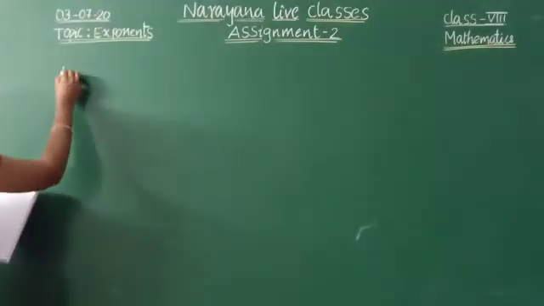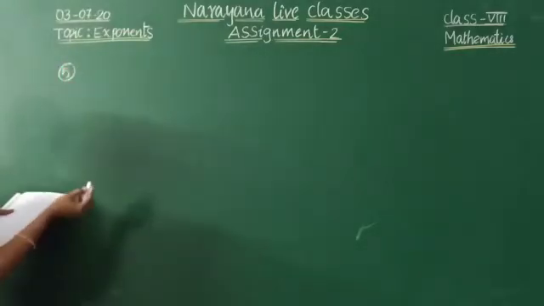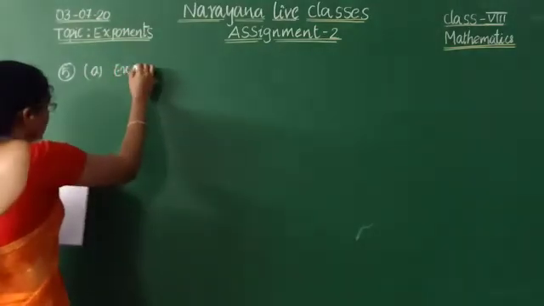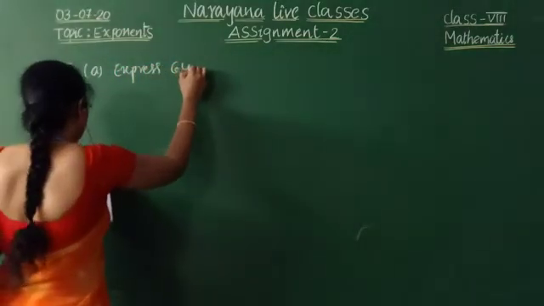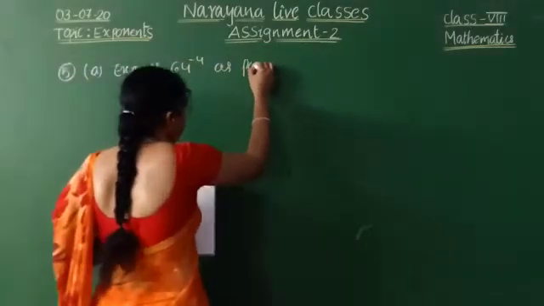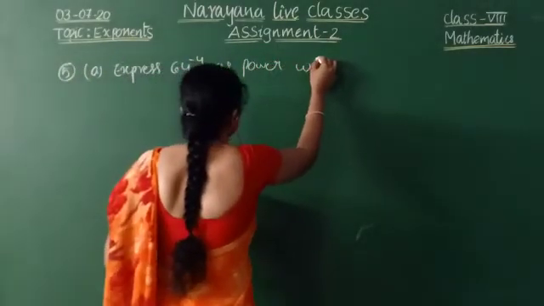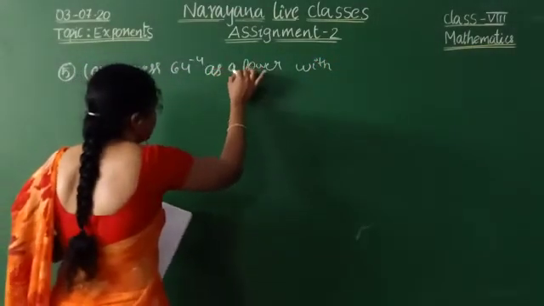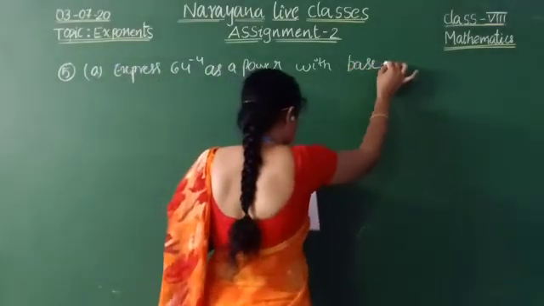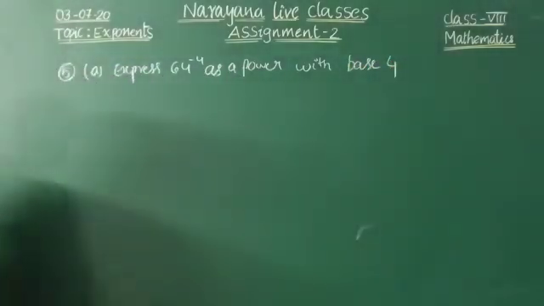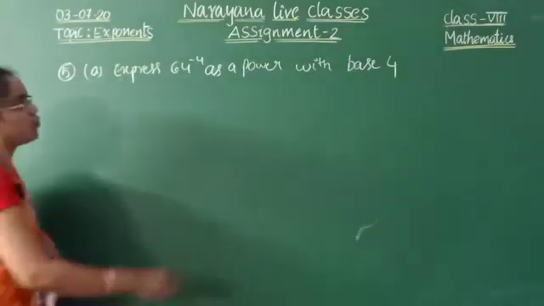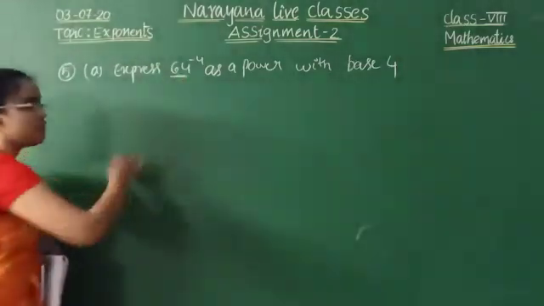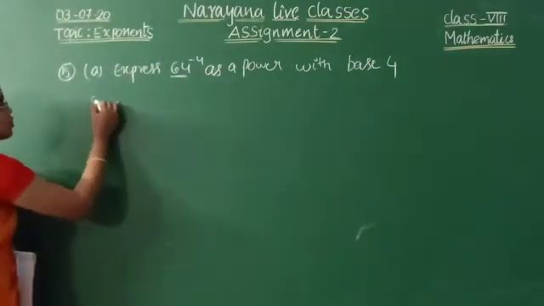And the last, the fifth question. A bit: express 64 power minus 4 as a power with base 4. Base 4 only you have to take. And here what is the base? 64. We have to convert it to 4.